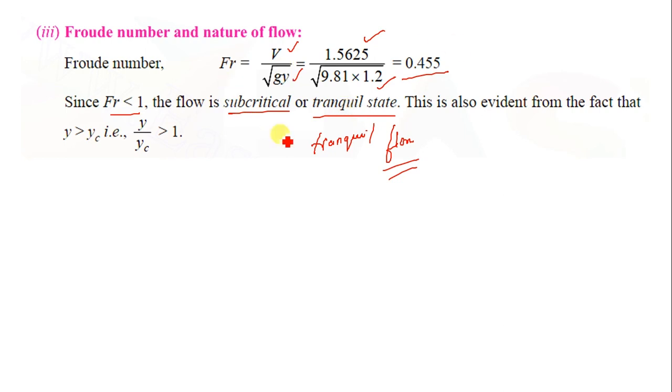As you can see, y is greater than yc. As I told you, if the flow is subcritical, the depth of the flow is greater than yc, v is going to be less than vc, and y is going to be greater than yc for subcritical flow. So that is proven here again.